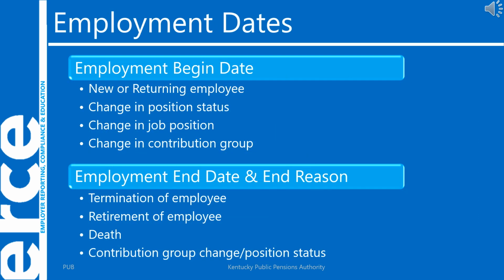The employment dates provided on an employee record reflect not only when the employee was hired or terminated, but can also reflect changes in the member's account during their career. KPPA requires an employment begin date be reported when the employee is hired or rehired to your employer. An employment end date and end reason must be submitted when the employee leaves a position with the agency due to termination, retirement, or death.